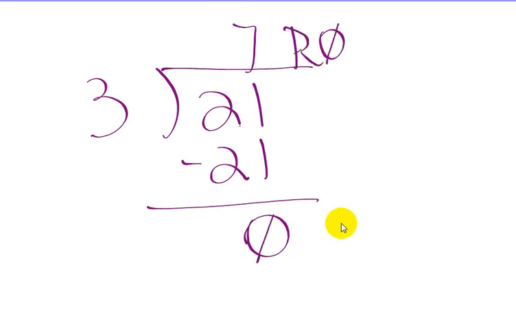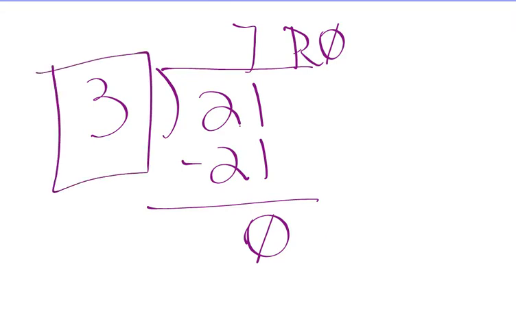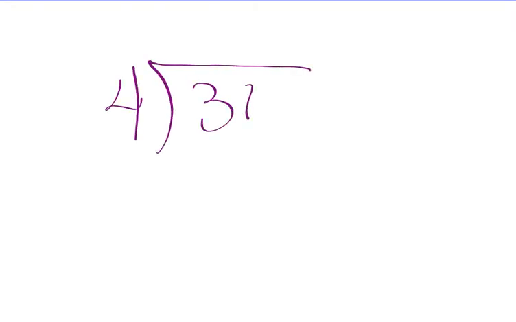Because I've got a remainder of 0, there was nothing left over. It means 3 goes into 21 perfectly. That means 3 is a factor of 21. Okay? Let's try it with a different number. Let's try 4 into 30.